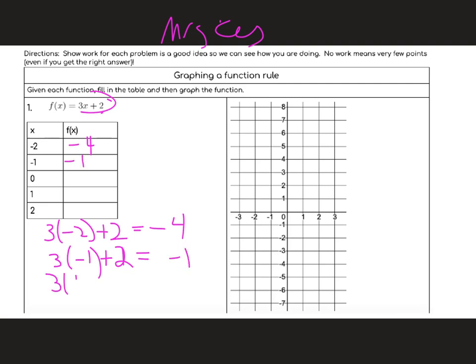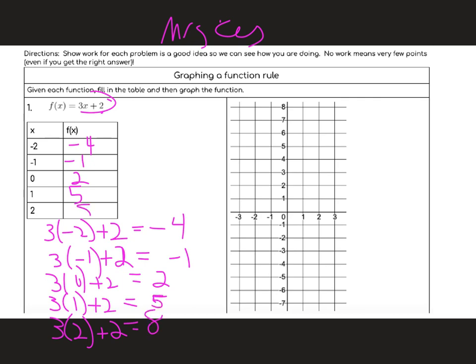Then we do 3 times 0 plus 2. 3 times 0 is 0, plus 2 is 2. 3 times 1 plus 2. 3 times 1 is 3, plus 2 is 5. Finally, 3 times 2 plus 2. So 3 times 2 is 6, plus 2 is 8. So negative 2, negative 4; negative 1, negative 1; 0, 2; 1, 5; 2, 8.